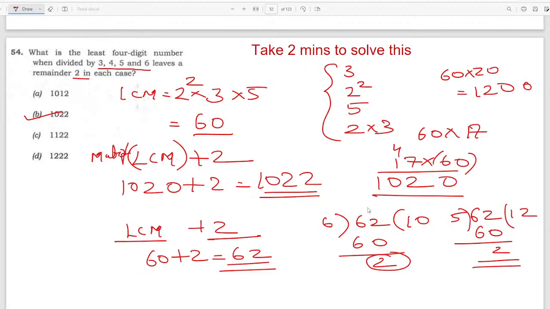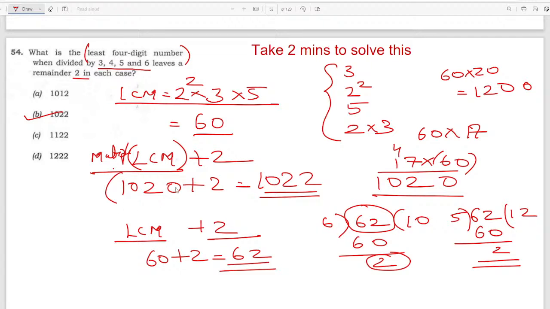So to find that kind of number, we calculate the LCM and then add 2. So this is 60 plus 2. But in this case, they're asking for the least 4-digit number. So we have to find the least 4-digit number which is a multiple of this LCM. The LCM is 60, and it should be a multiple of 60, and also the least 4-digit number.